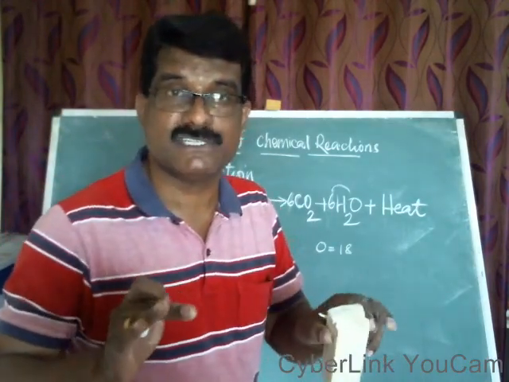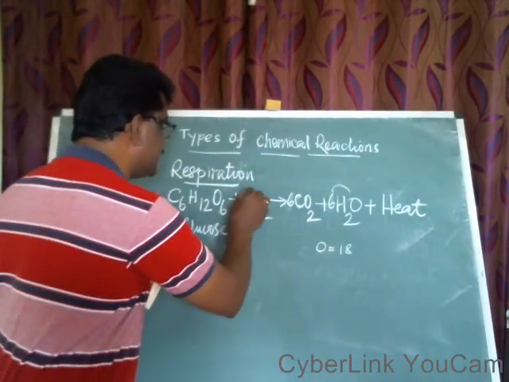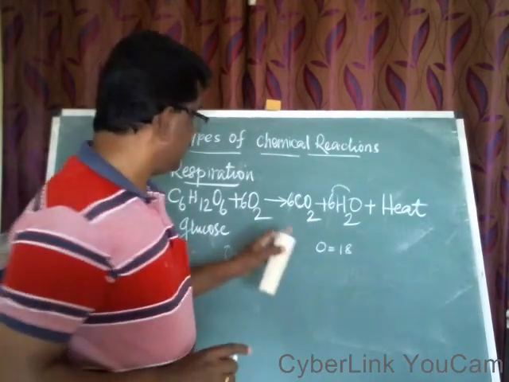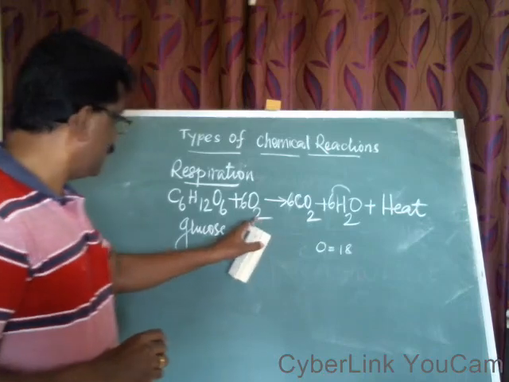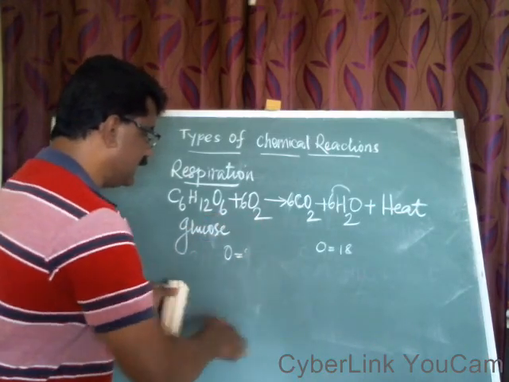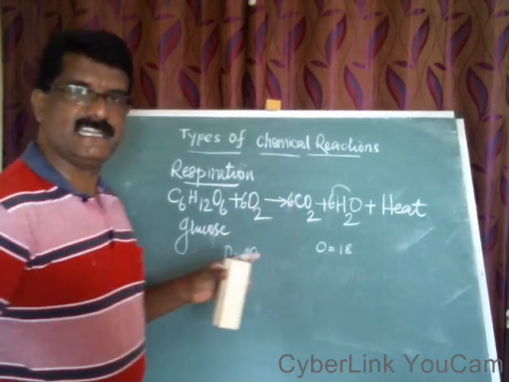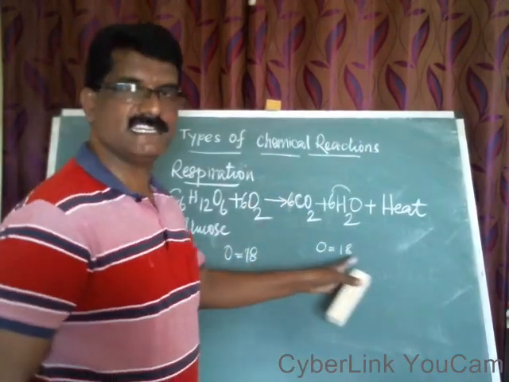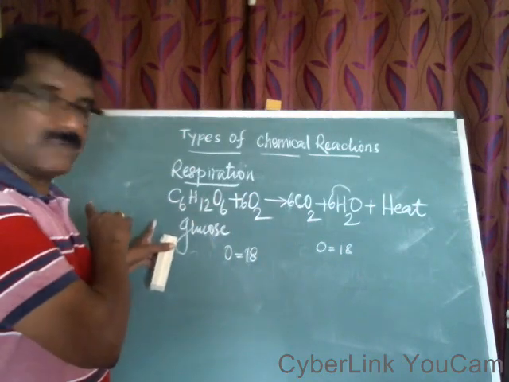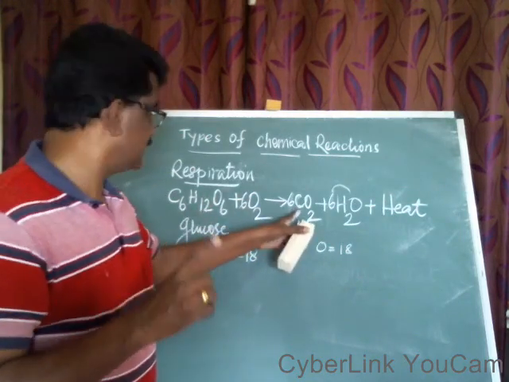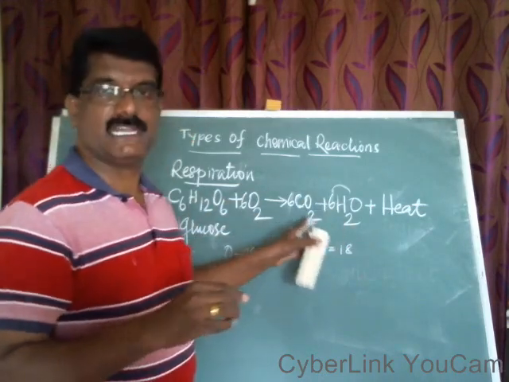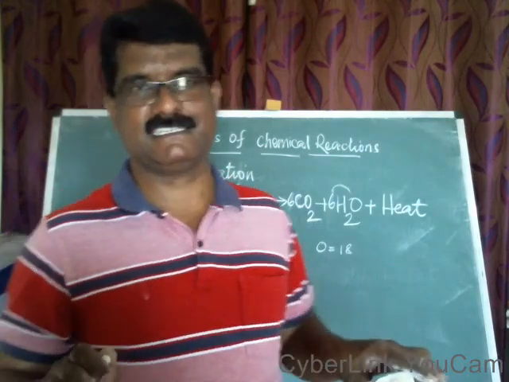How can we solve this issue? See, just put a 6 here. When you put 6 here, 6 2s are 12, 12 plus 6, 18. Now the oxygen in the left hand side is 18. Here also oxygen is 18. In the left hand side carbon is 6, here also 6. Here hydrogen is 12, here also 12. Now the equation is balanced.